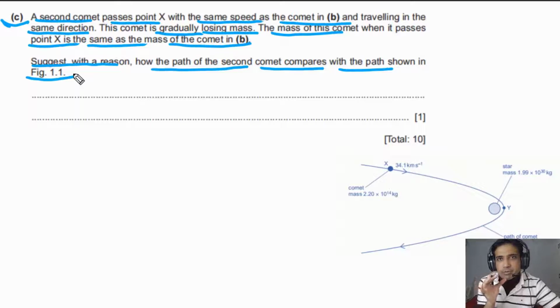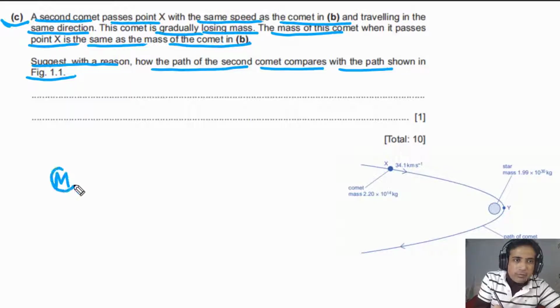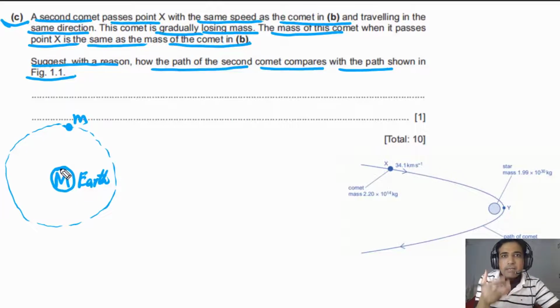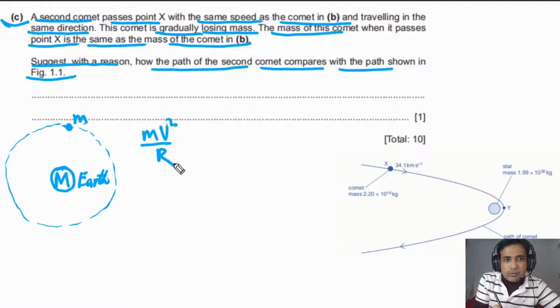A bit tricky question. Let's try to understand this one step by step. First of all, imagine that we have one mass capital M. You can imagine that this is our planet, this is Earth. And there is a satellite or any other object that is orbiting around this heavier mass. Now, if we try to calculate the orbital speed of this one, we need to equate centripetal force with gravitational force.